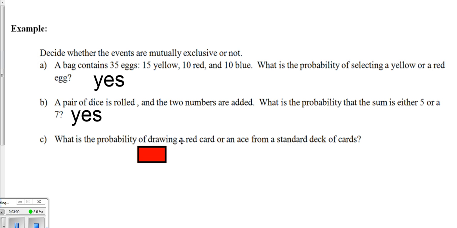What is the probability of drawing a red card or an ace from a standard deck of cards? Now, is it possible to have an ace that is a red card? Yes, it is. There are two of them. There's the ace of hearts and the ace of diamonds. So no, these things are not mutually exclusive. If we wanted to find the probability, we'd have to find the probability of a red card or the probability of an ace, or should I say and, we'd have to find the probability of a red ace. We would add these two and then subtract the probability of a red ace, because that would be counted twice in a sense.